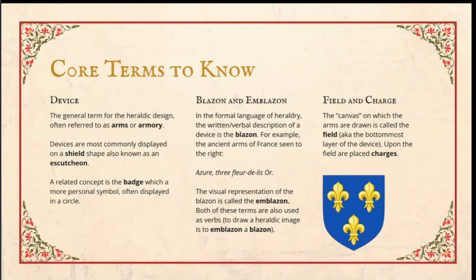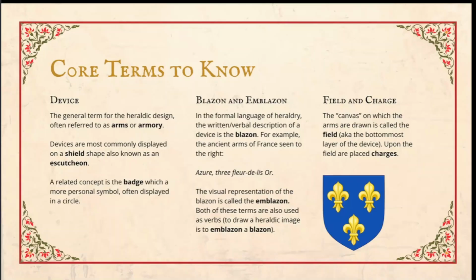A lot of French here. You're going to hear a ton of French terms. And so, for example, the ancient arms of France are, in blazon, azure, three fleur de lis, or. I'm going to tell you exactly what all that means in just a little bit. When you take a blazon, the written words, and you actually draw it out to become a pictorial or visual representation, that is called emblazon or emblazoning. And so you can emblazon a blazon, or you can blazon and emblazon.